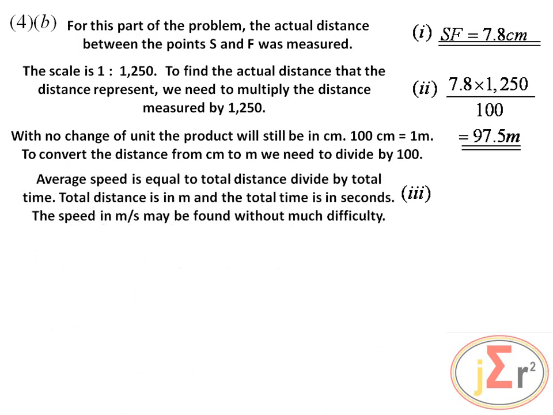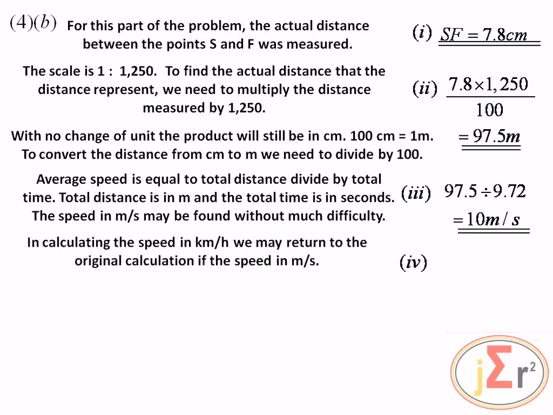Average speed is equal to total distance divided by total time. Total distance is in meters and the total time is in seconds. The speed in meters per second may be found without much difficulty. We have distance in meters, time in seconds. We need speed in meters per second. We just divide. So speed is equal to distance divided by time. So we just go straight ahead. 97.5 divided by 9.72, and we get something that is very, very close to 10 meters per second.